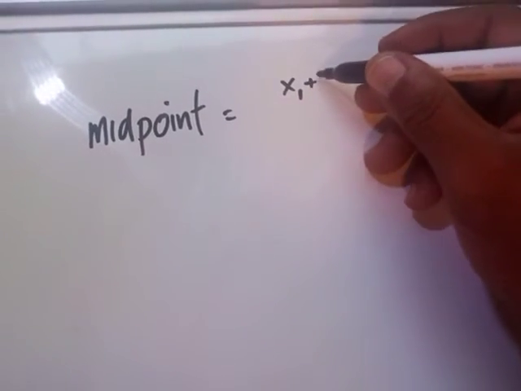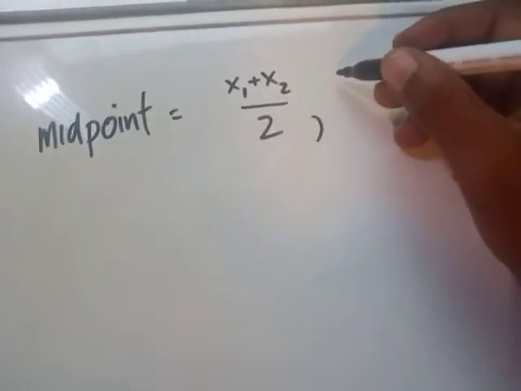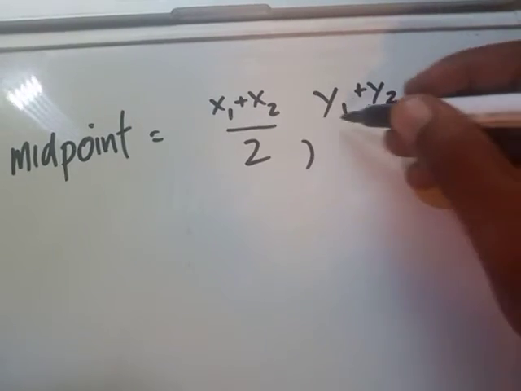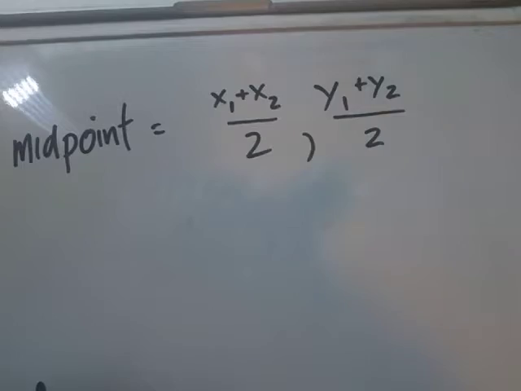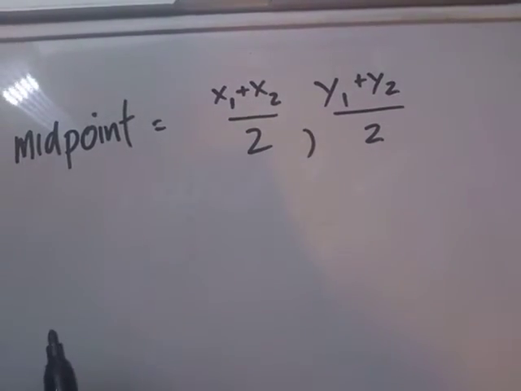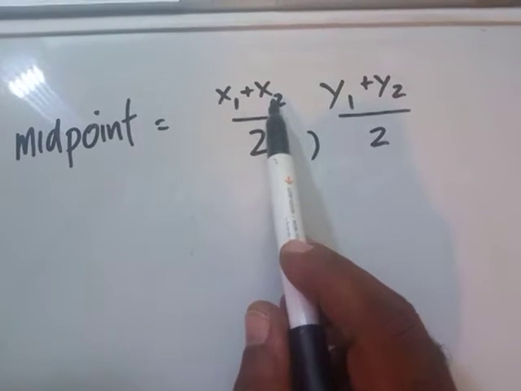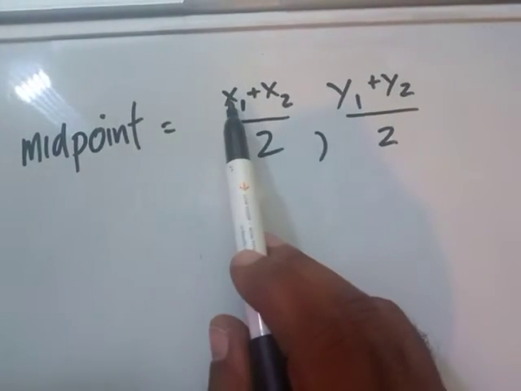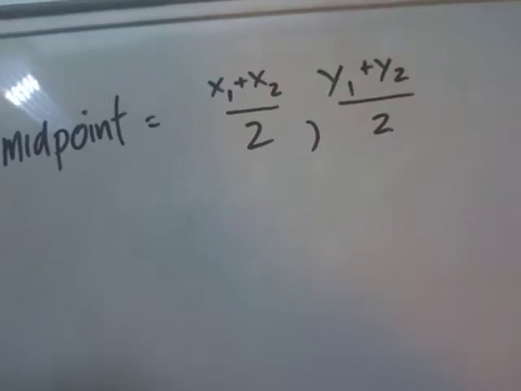X1 plus X2 divided by 2, comma, Y1 plus Y2 divided by 2. So in these problems, when they say find the missing endpoint, they're saying that you don't know x2 and you don't know y2. Or you could say you don't know x1 and y1. It's just one pair that is missing.